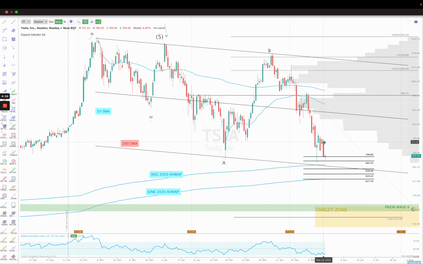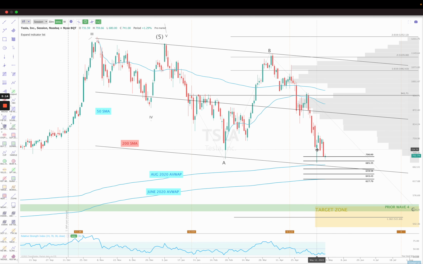You could see how yesterday's candle came right down to 700 and we bounced. I mean, there's no surprise. You saw this wick right here. The low of this wick on February 24th was 691.62. So technically, we can come back down to that level.